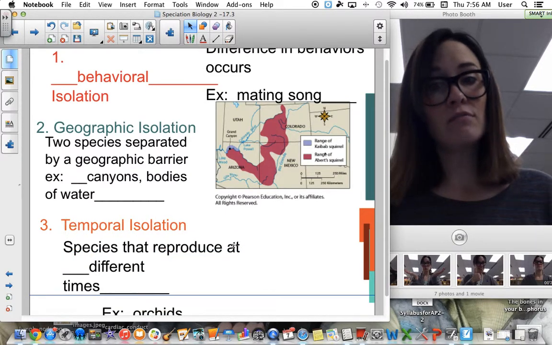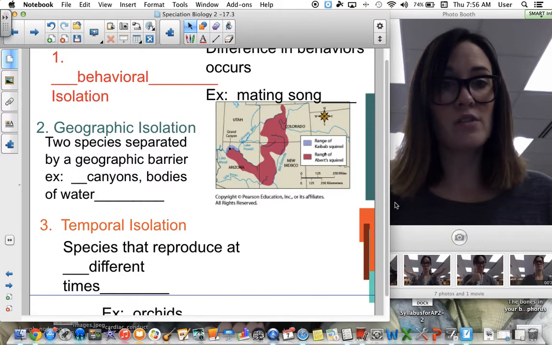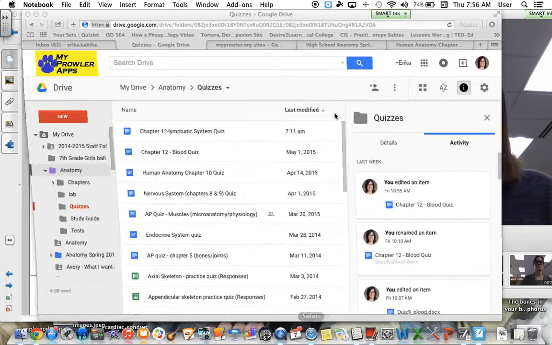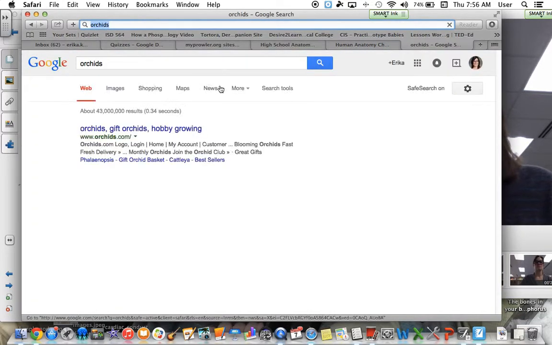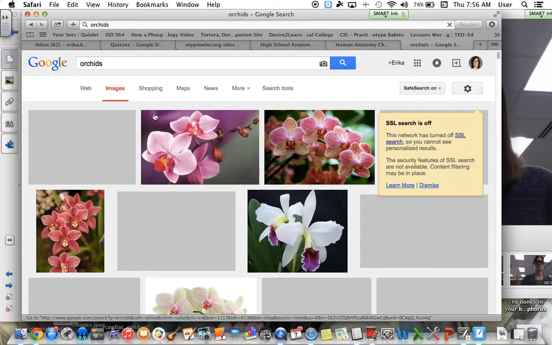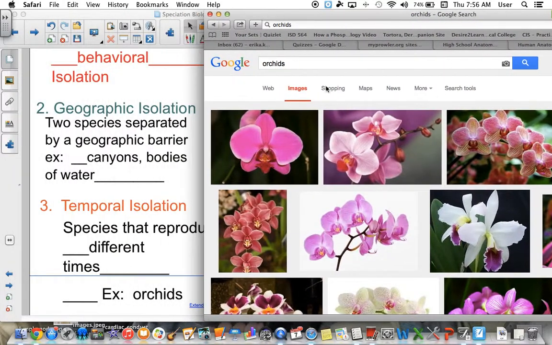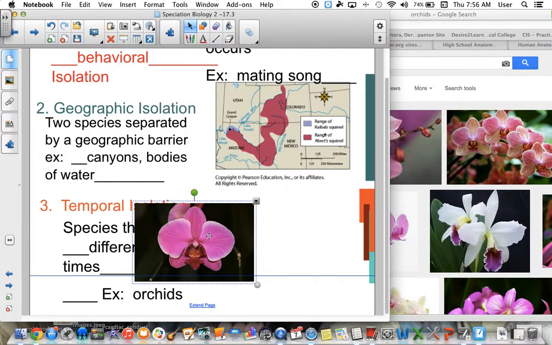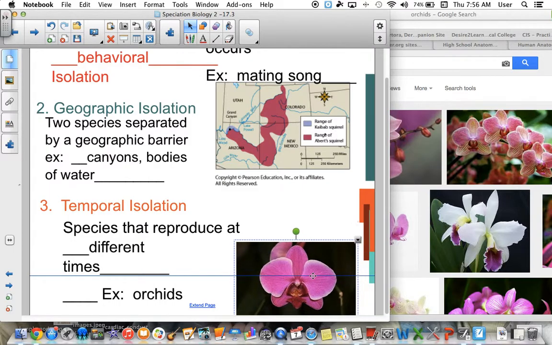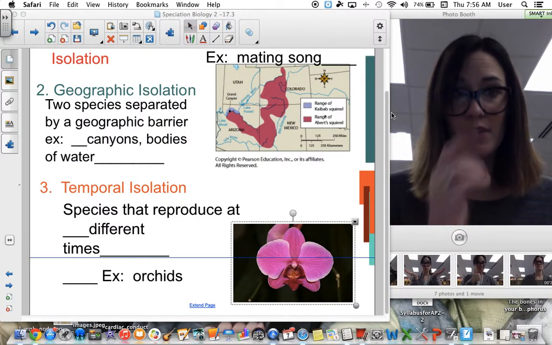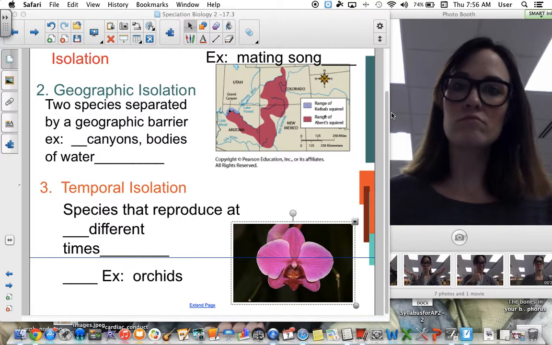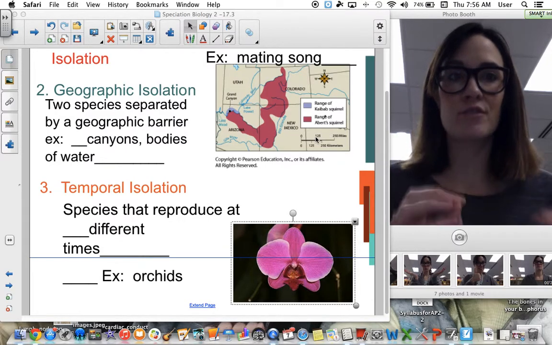An example that your book gives is about orchids. Orchids are a beautiful type of flower. Let me just Google it. Google orchids here. Orchids are a beautiful flower, okay? Here's an example of an orchid, okay? And they only reproduce at certain times of the year.